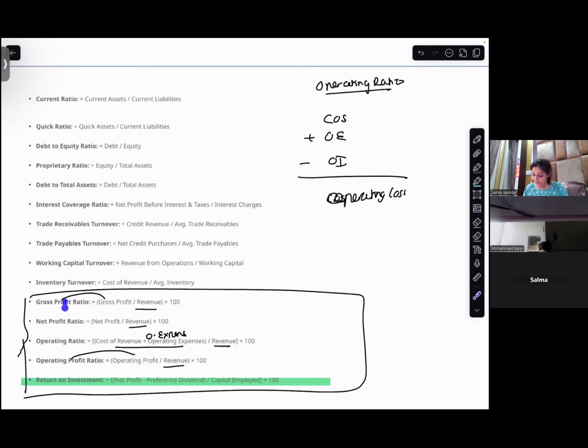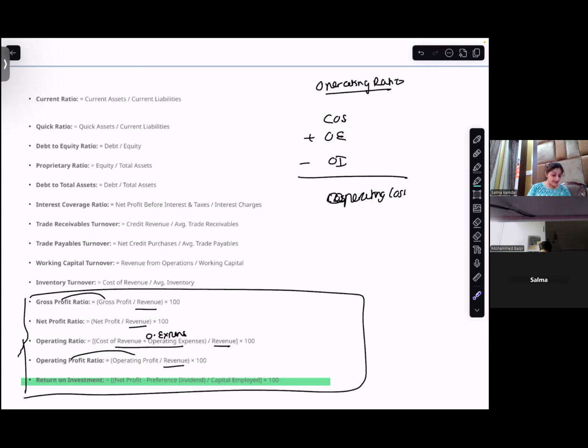So any profitability ratios, you're going to divide it by revenue. For gross profit, your numerator would be gross profit. For net profit, it will be net profit. For operating, it would be your operating expenses, that is cost of sales plus operating expenses minus operating income. For operating profit, you will use your operating profit. And for return on capital employed, what will you do? Return on investment: net profit before interest and tax minus preference dividend over capital employed.